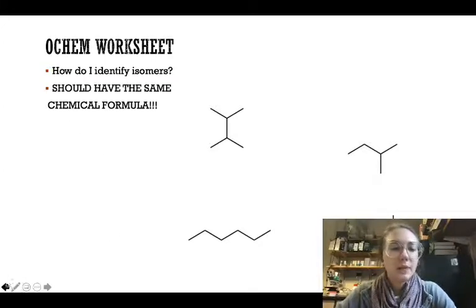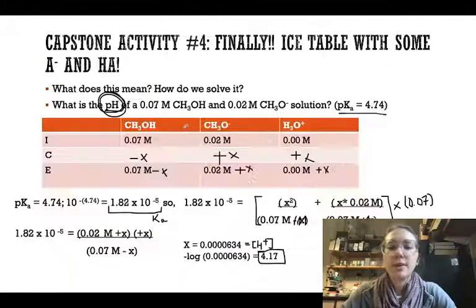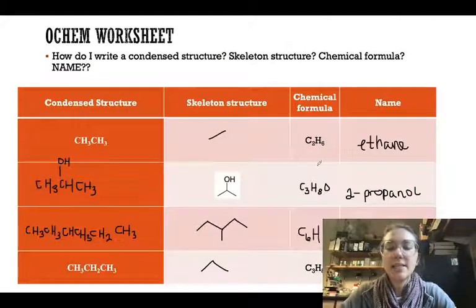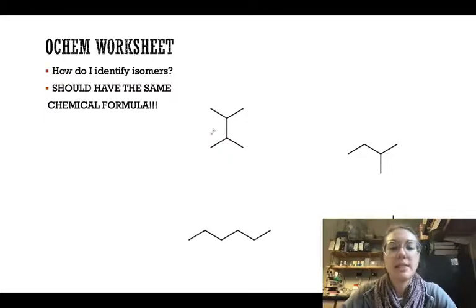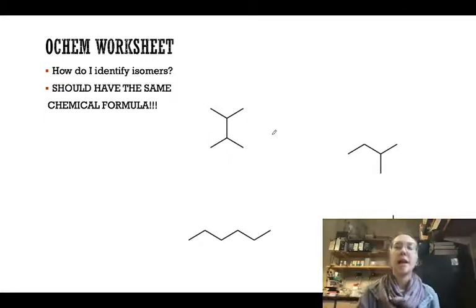So moving on, identifying isomers. Again, the one thing is they should have the same chemical formula. If we remember what the chemical formula is, it doesn't mean the condensed structure. As long as it has the same number of carbons, same number of hydrogens, same number of oxygens, etc., those will all be isomers. These ones seem to all be carbons and hydrogens, so that makes this a little difficult, but not too difficult.